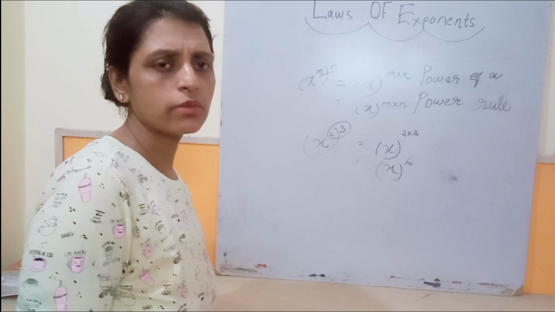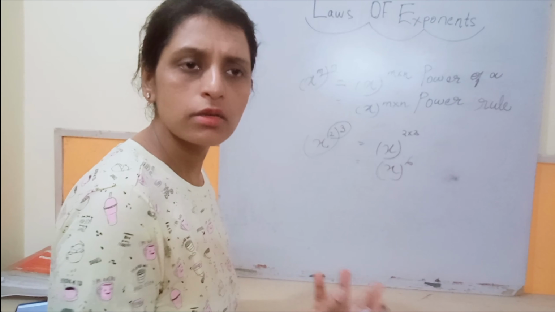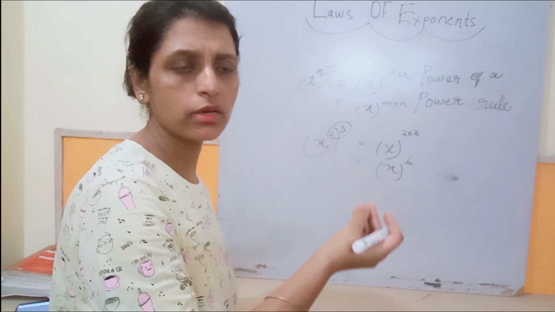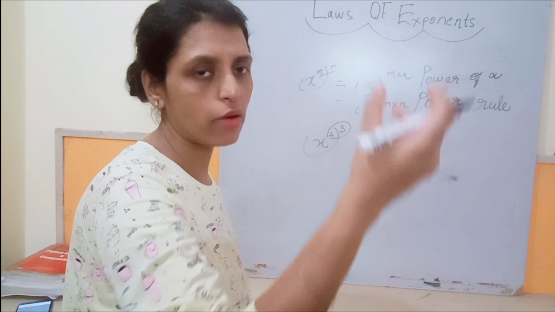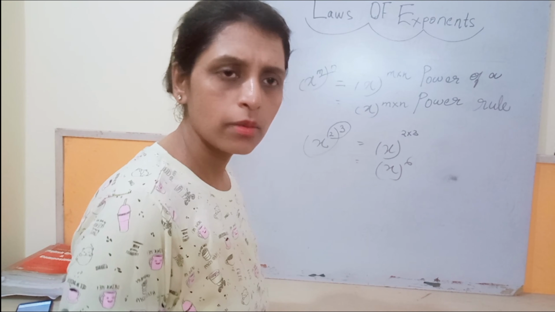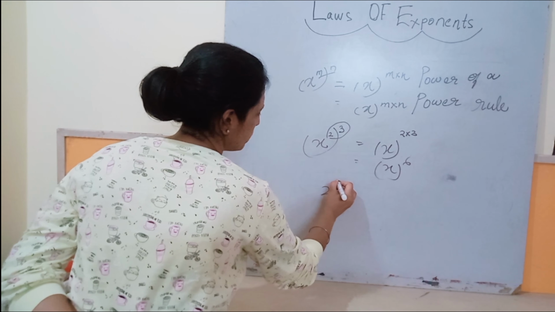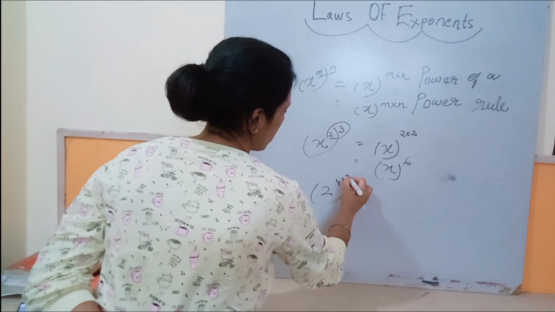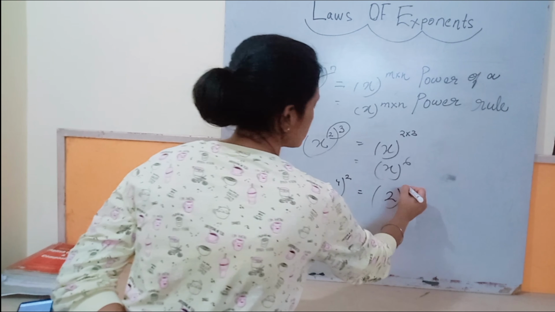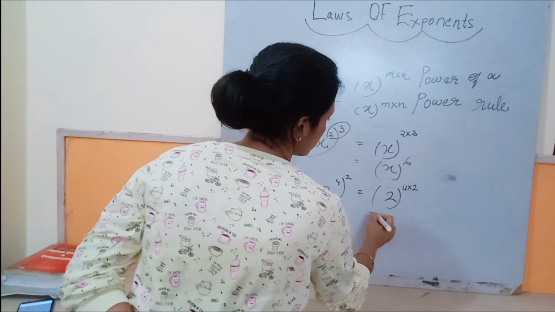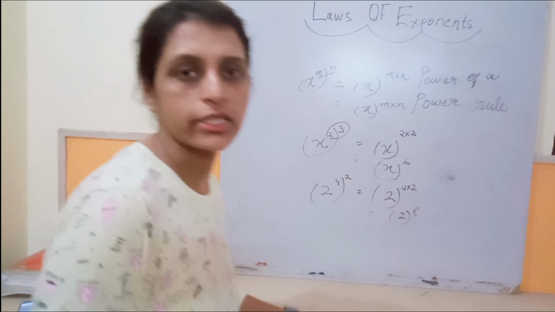In the same terms we can take any constant term also, and if it is having the base 2 and it has two different powers, then the powers will get multiplied. I will show it to you like 2 to the power 4 to the power 2. It means 2 and this 4 into 2. So 2 to the power 8 it will become.